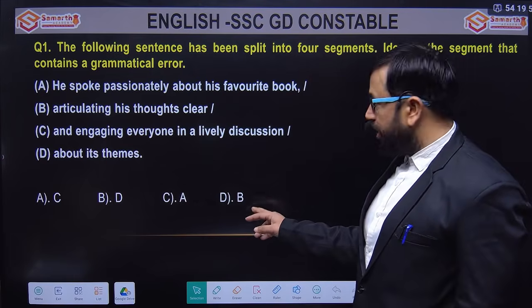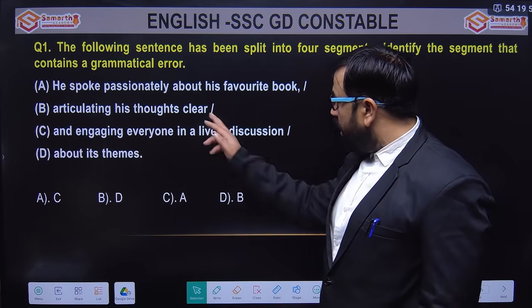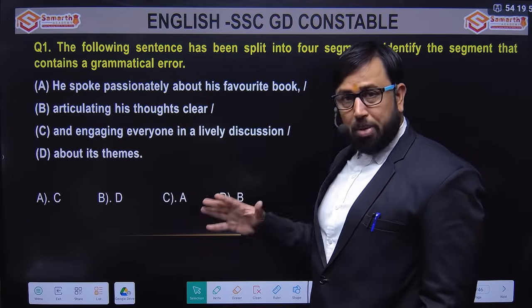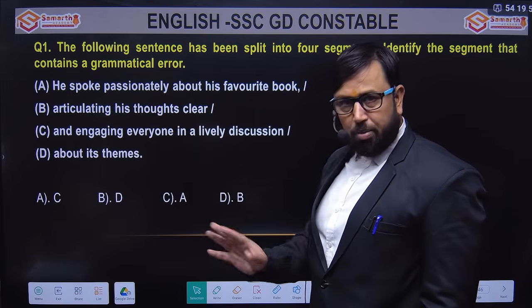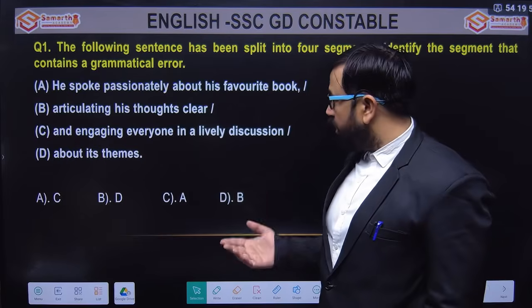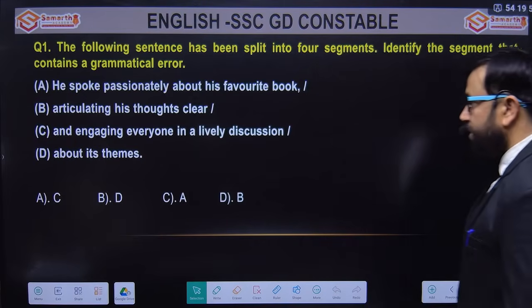Well, B is the answer. Okay, this is the answer. Why is this the answer? Because clear thought is absolutely making sense. Clear, which is an adjective, then becomes a noun, but thoughts clear doesn't make any sense. Thoughts clearly could have been possible. So B is your answer here, right?